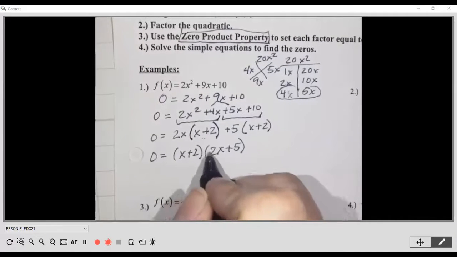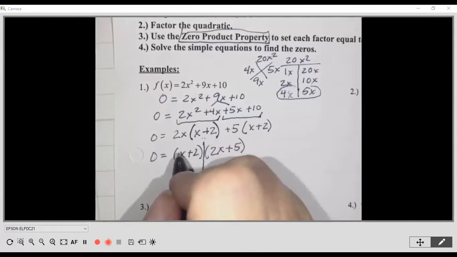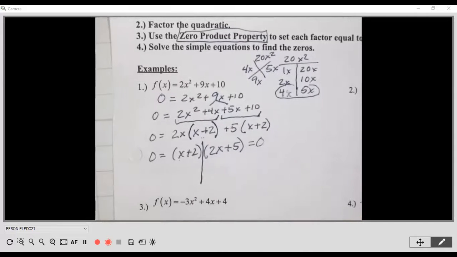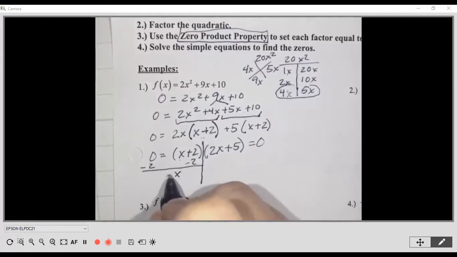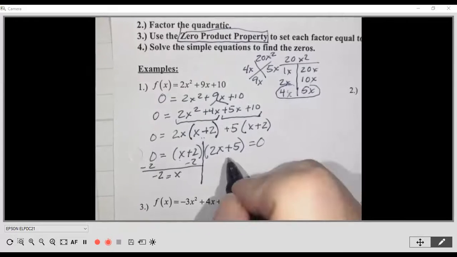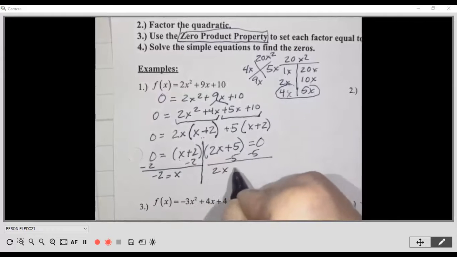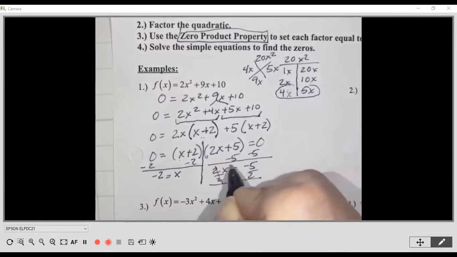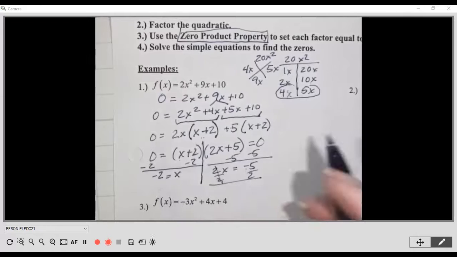Either x plus 2 is equal to 0. And I'm just going to kind of draw a line here. I don't want to rewrite this. I don't have a lot of space. So either x plus 2 equals 0 or 2x plus 5 equals 0. So just treat that as two separate smaller equations. So then I'll subtract 2 from each side here, which gives me x equals -2. Here, this is a two-step equation. So I need to subtract 5 from each side and then divide by 2 to get x equals -5/2. So x equals -5/2 and x equals -2.